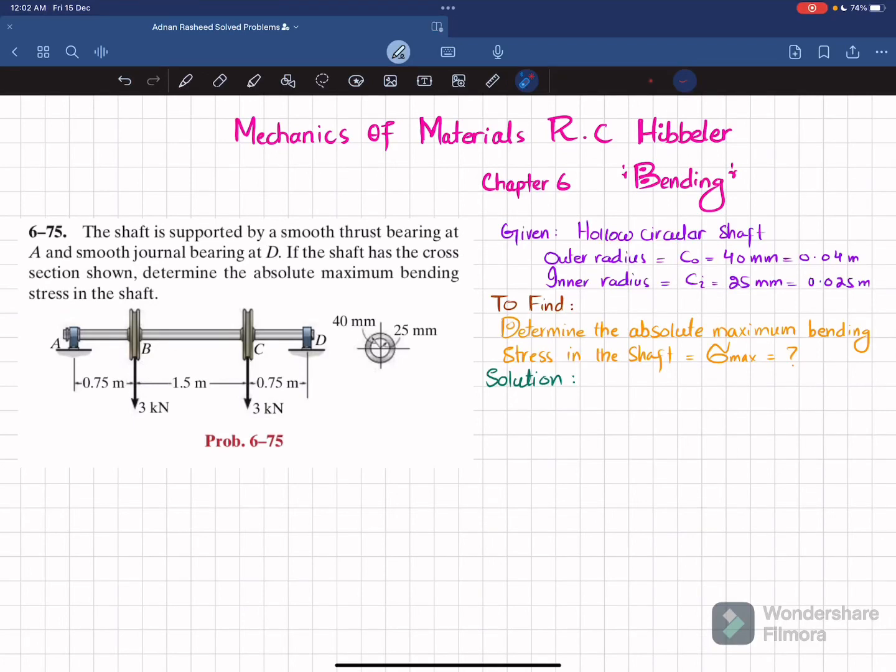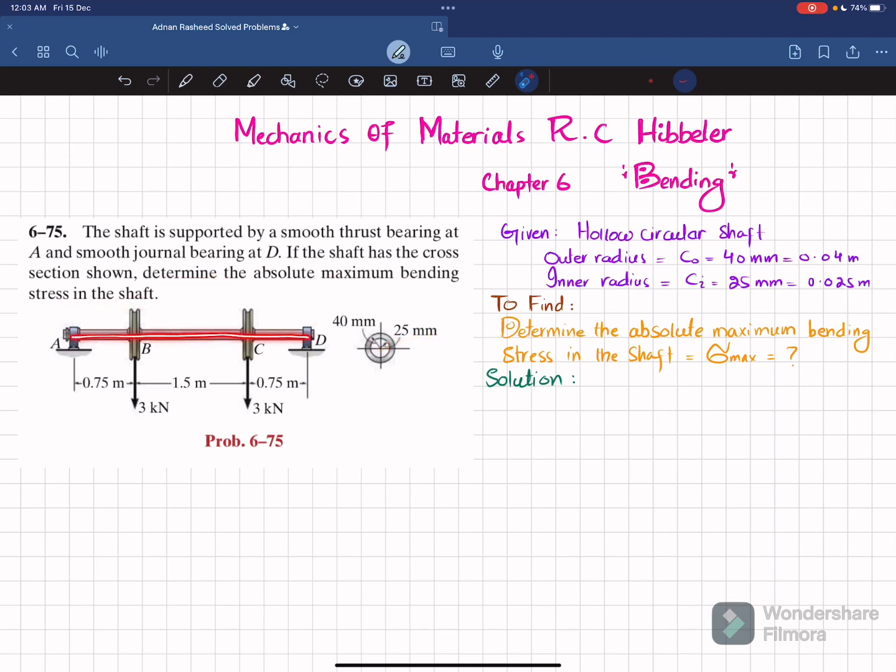Welcome back. Problem 6-75. This problem is taken from chapter number 6, that is bending, and the book name is Mechanics of Materials by R.C. Hibbeler. The statement is: the shaft is supported by a smooth thrust bearing at A and a smooth general bearing at D. If the shaft has the cross section shown, the outer radius is 40 millimeter and the inner radius is 25 millimeter. Determine the absolute maximum bending stress in the shaft.